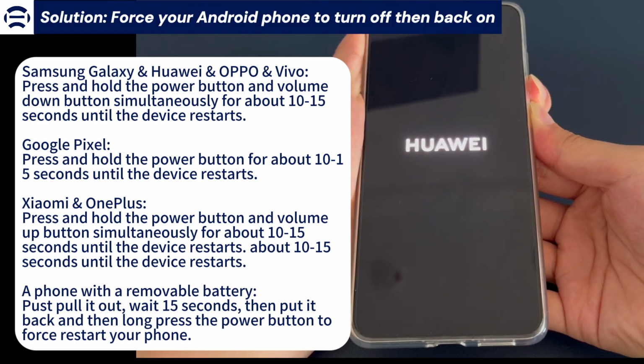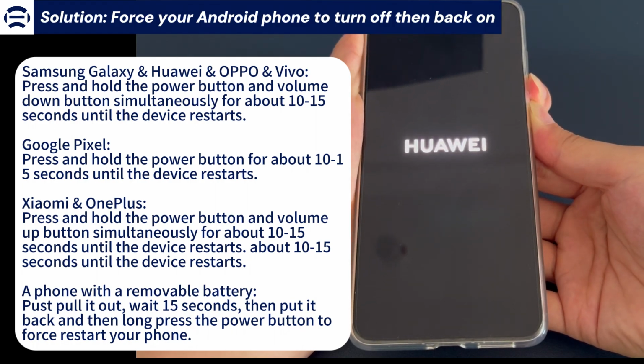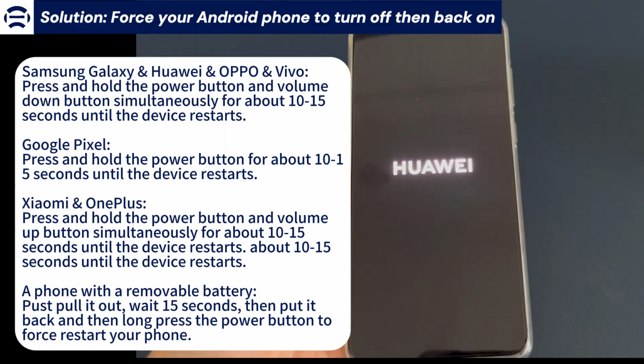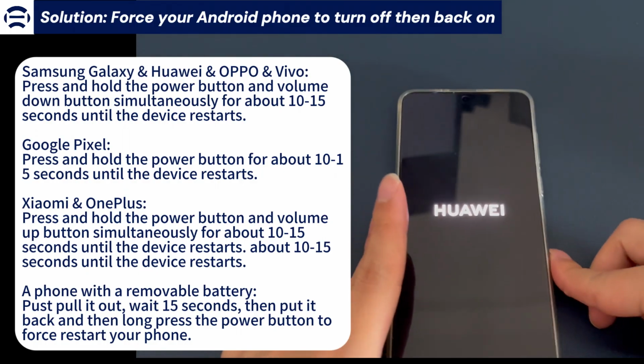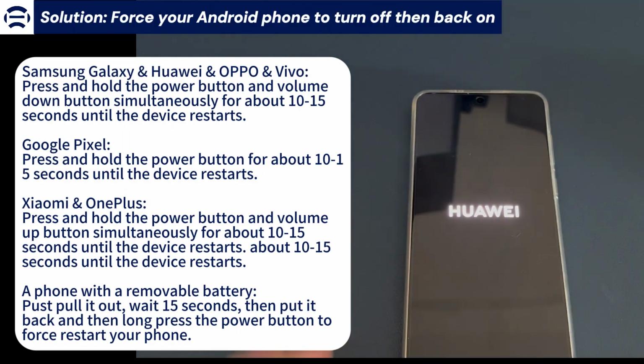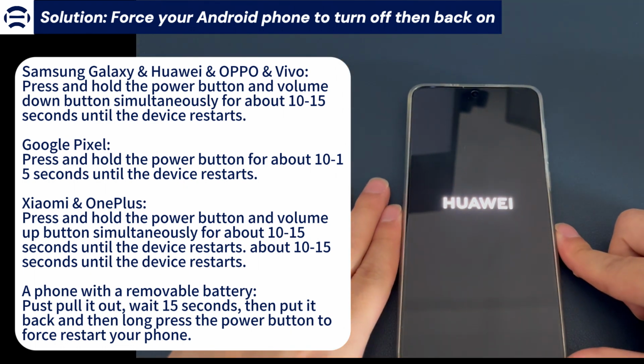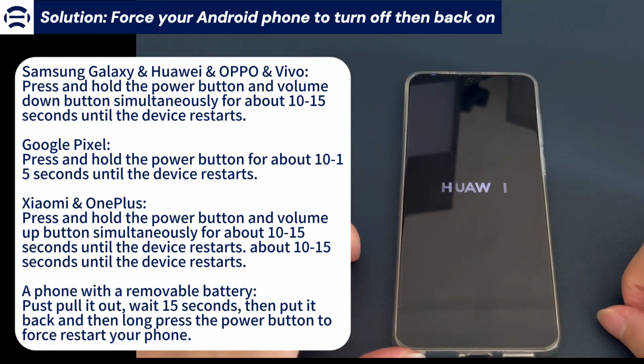To force restart a Google Pixel smartphone, press and hold the power button for about 10 to 15 seconds. When you see the brand logo, release the button. To force restart a Huawei, OnePlus or Xiaomi, press and hold the power button and volume up button simultaneously for about 10 to 15 seconds. When you see the brand logo, release the button.